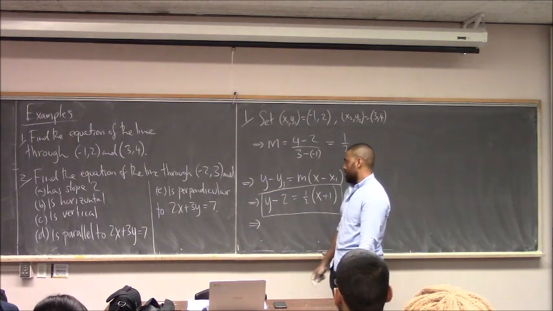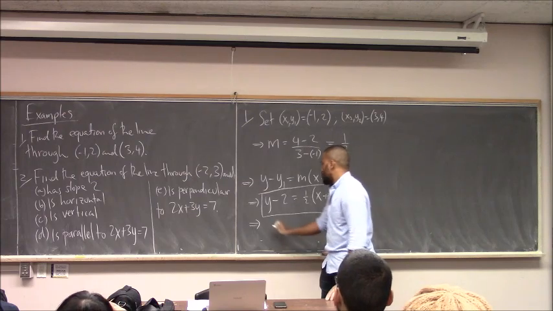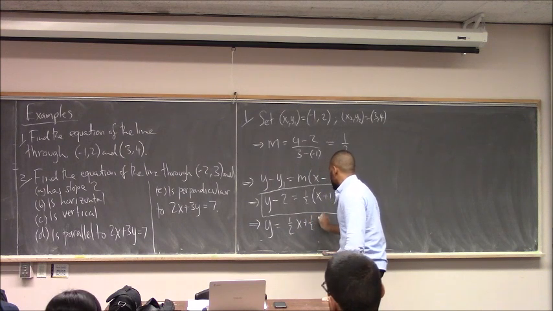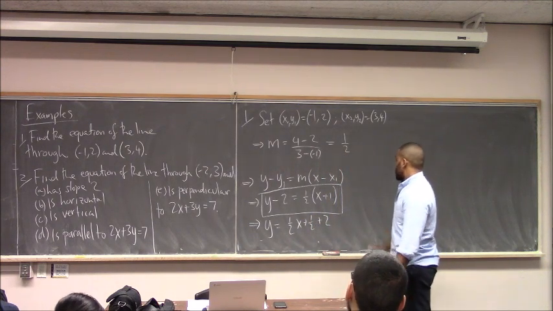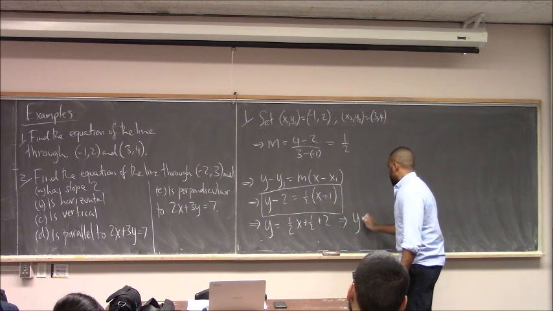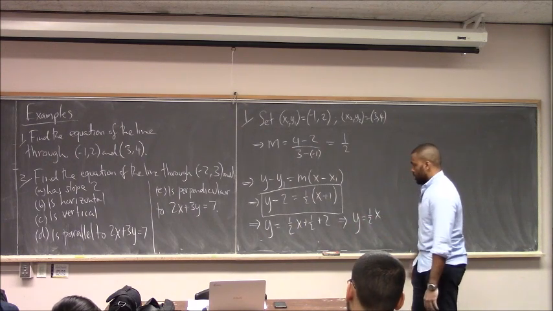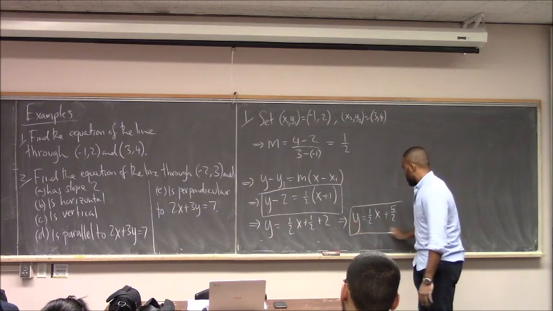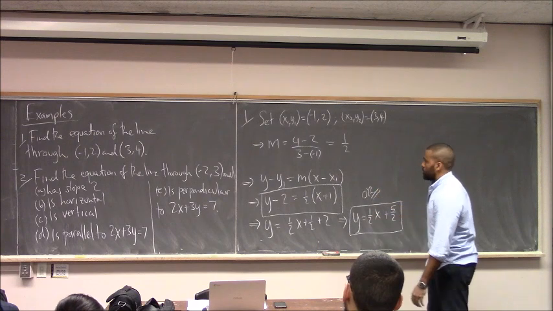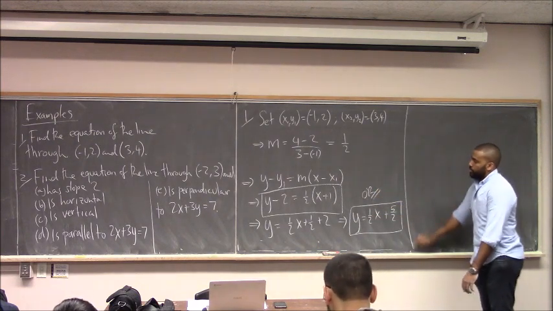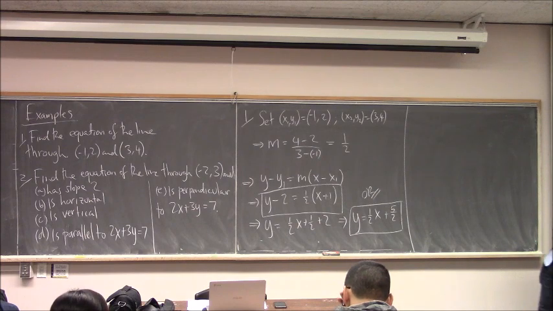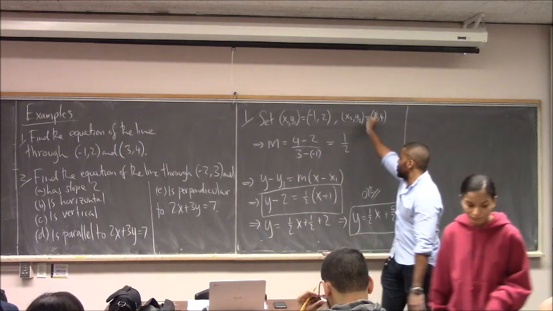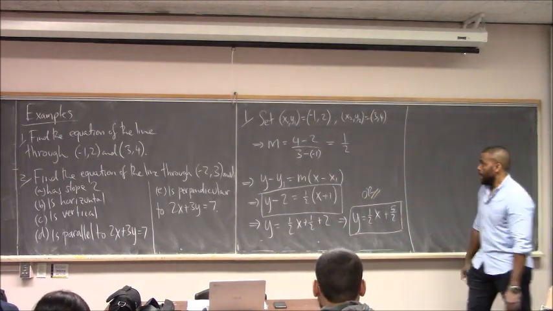But if you are asked to find the slope-intercept form, you just solve for y. That would be 1/2 x plus 1/2 plus 2. In which case you can write it as y equals 1/2 x plus, 2 is 4 over 2 plus 1 over 2, 5 over 2. Yeah, so that's the equation of the line. The line that goes through those 2 points is that guy, or this guy.